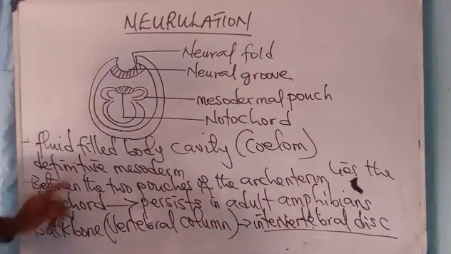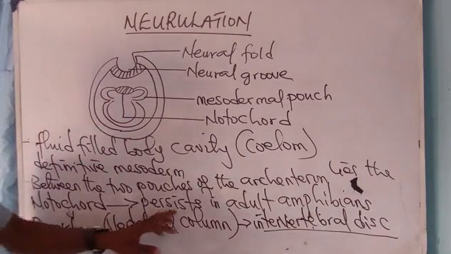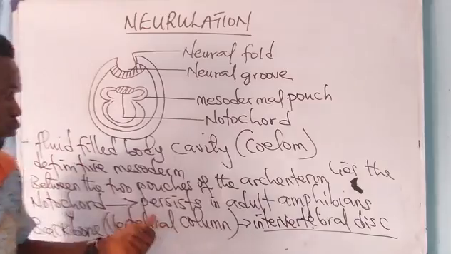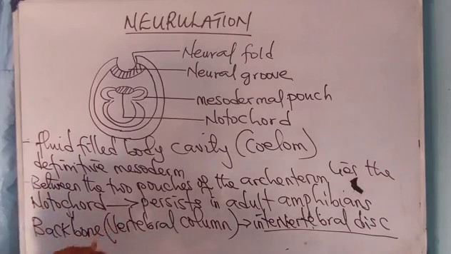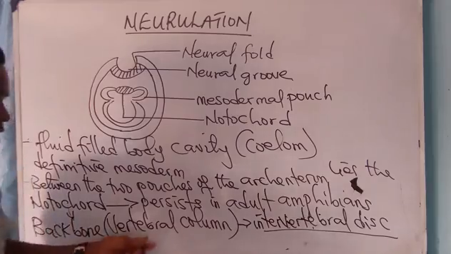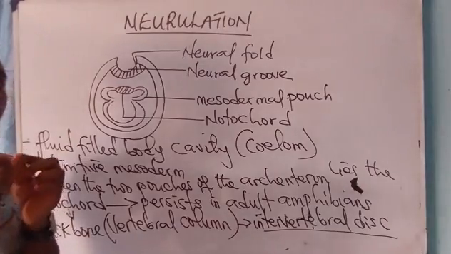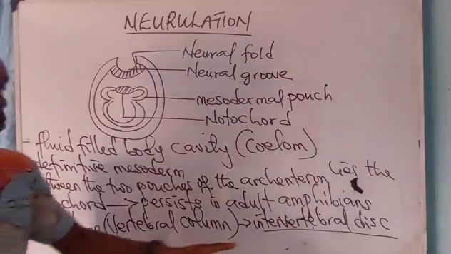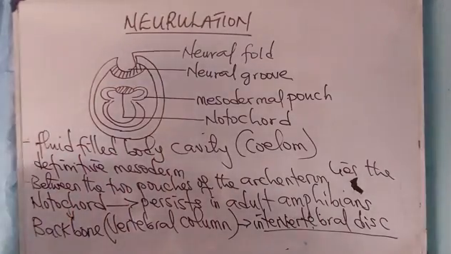The notochord, which is found between the two pouches, persists. It is found in adult amphibians, and even amphioxus. Amphioxus has what? Notochord. That's why I said other vertebrates. But in higher vertebrates like man, we don't have notochord. We have what? Backbone, called what? Vertebral column. Successive vertebrae are separated by what? Intervertebral disc. So please take note of that.